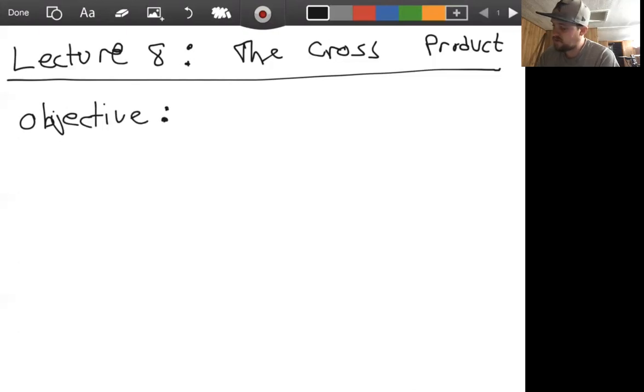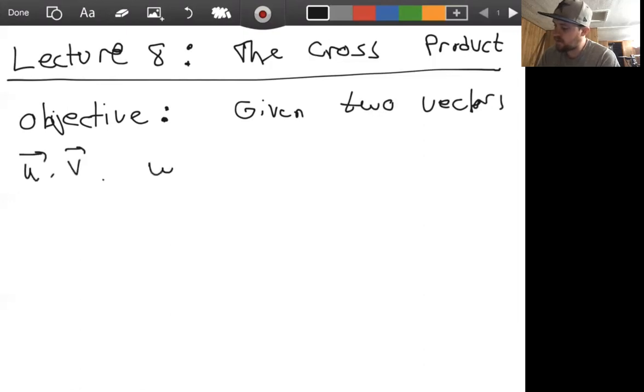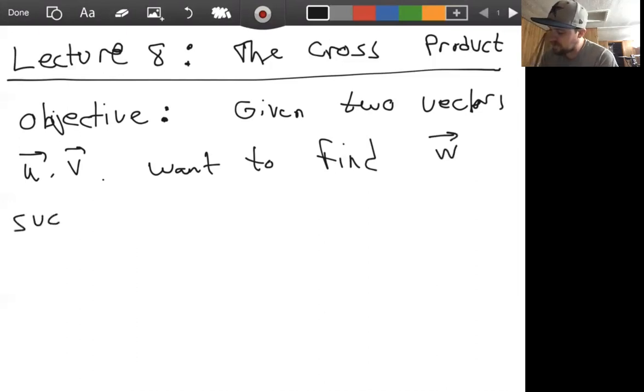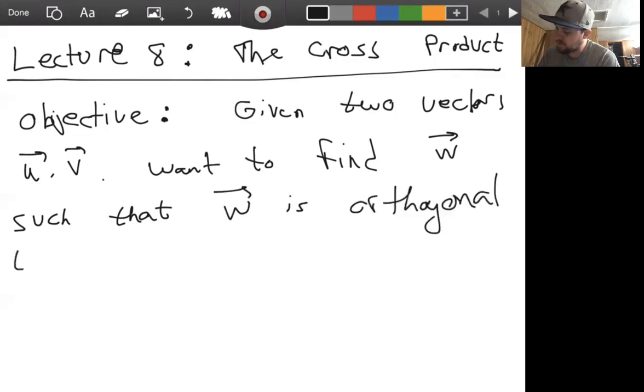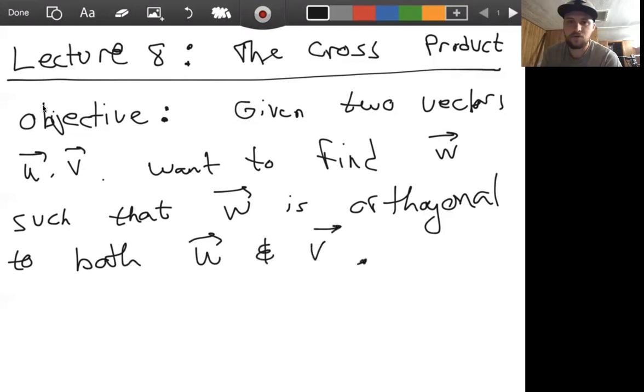The objective: given two vectors, let's say u and v, what if we want to find some third vector w such that w is orthogonal to both u and v? Excuse my washer back there.